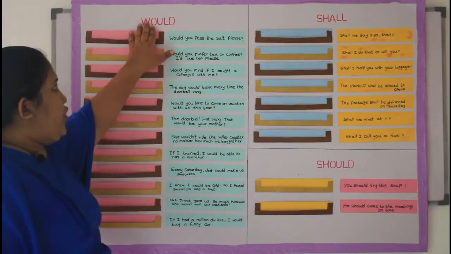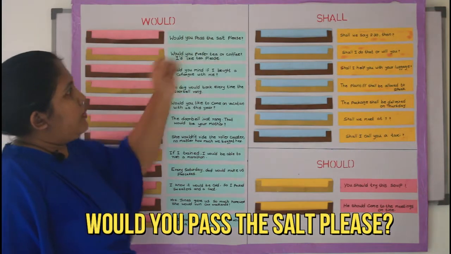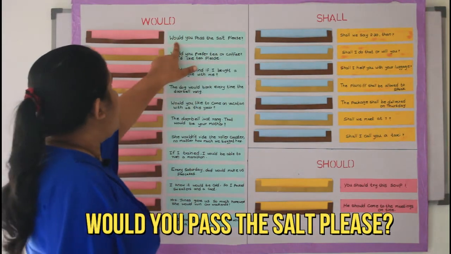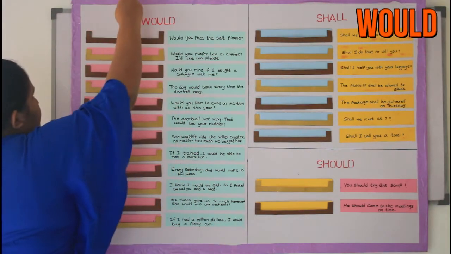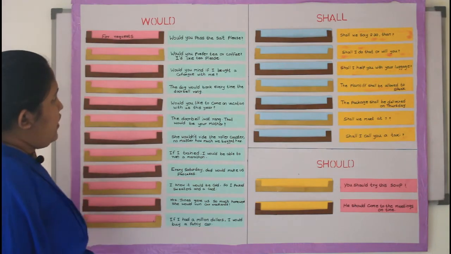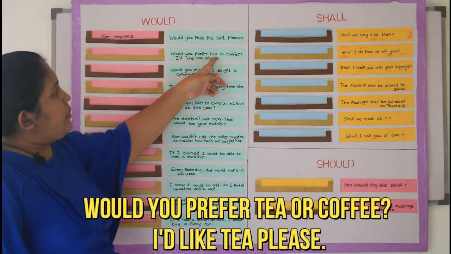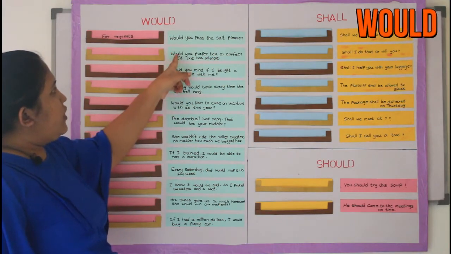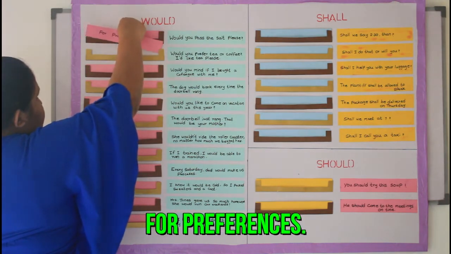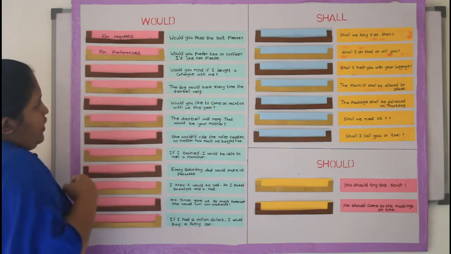Next modal verb, would. Look at these sentences. First one. Would you pass the salt, please? Here, the modal verb would is used for request. Next one. Would you prefer tea or coffee? I'd like tea, please. Here, the modal verb would is used for preferences.